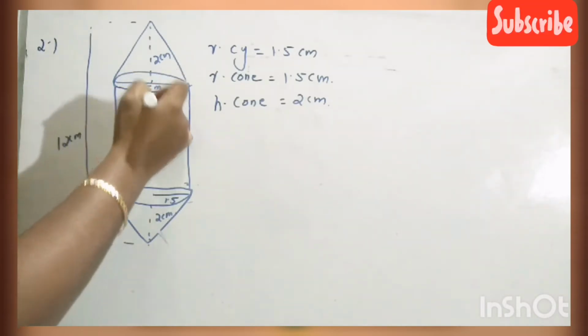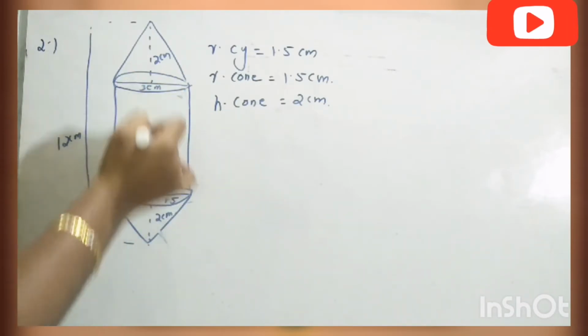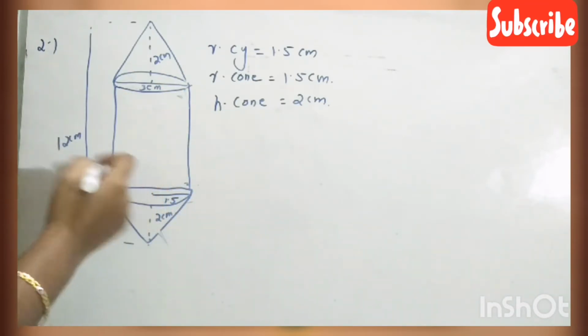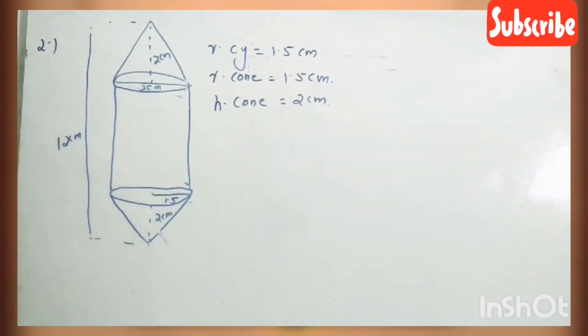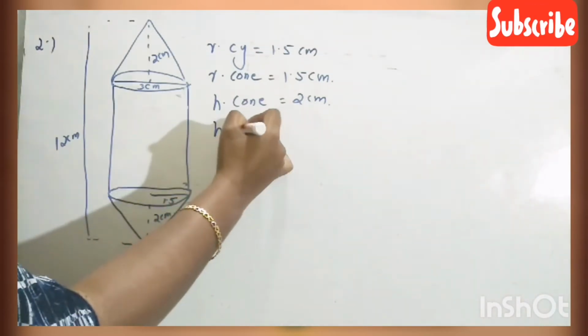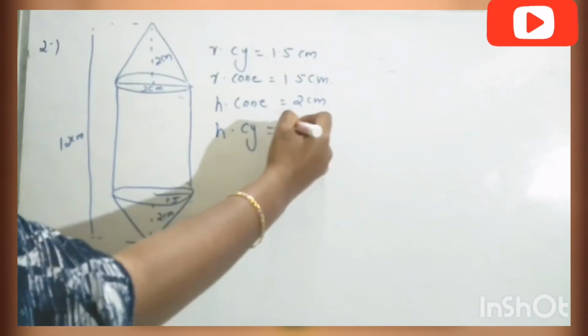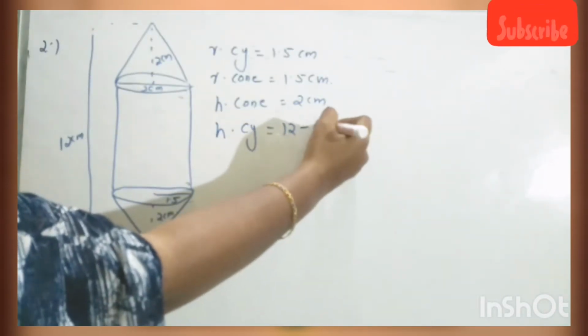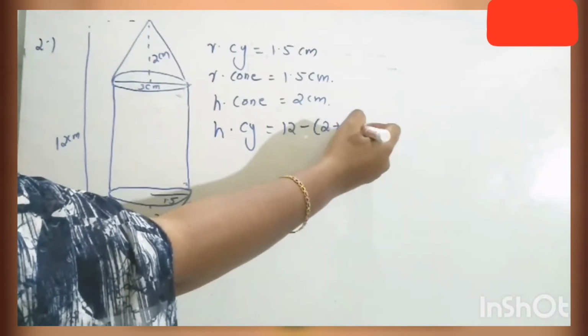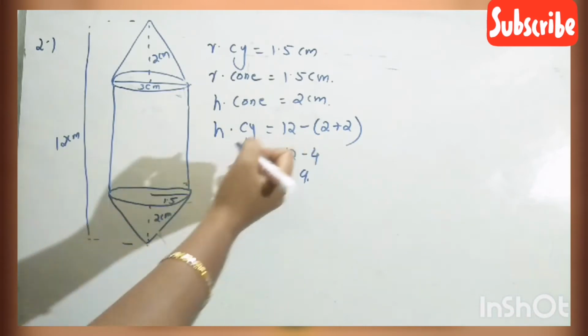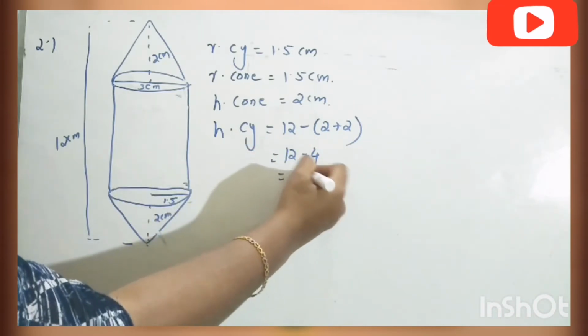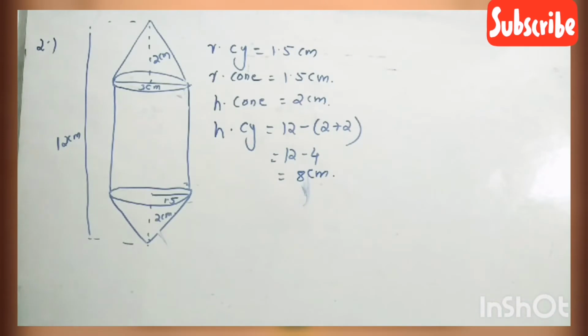This is our cylindrical portion, and if we want to get the height of the cylindrical portion, we need to exclude the height of these two cones from the total height or from the total length. So the height of the cylindrical portion is 12 minus the height of the first cone and the height of the second cone, that is 12 minus 4, which is equal to 8 centimeter. So the height of the cylindrical portion is 8 centimeter.